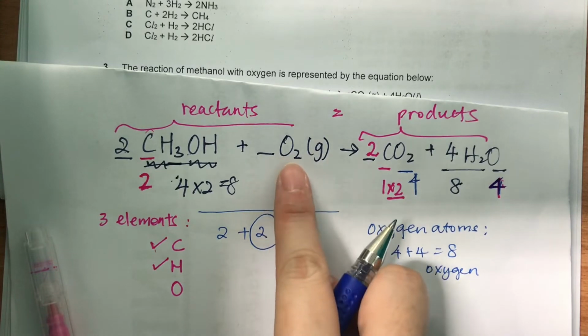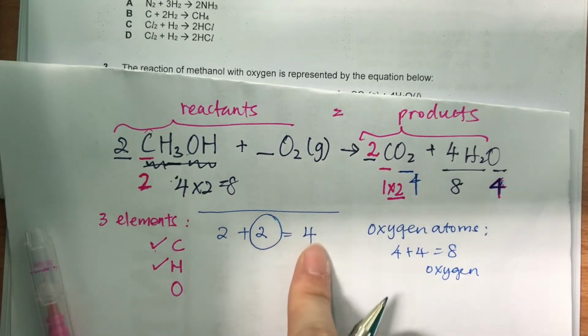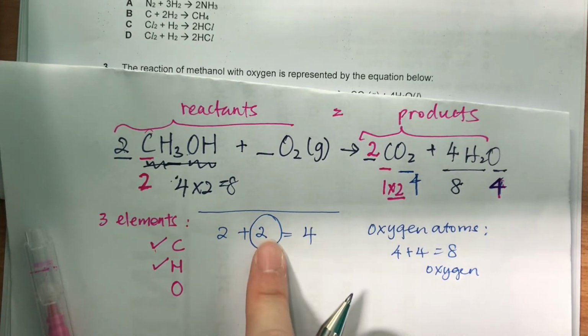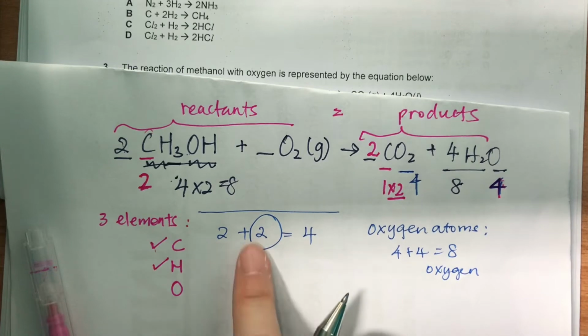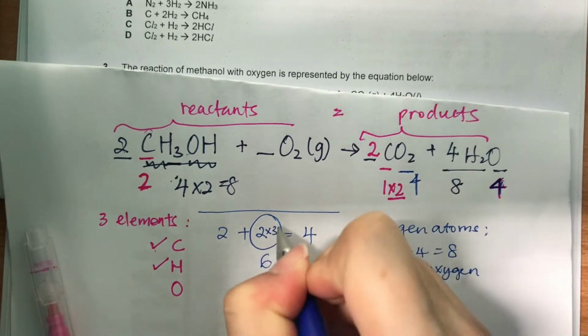It's easy to change the number without affecting other elements. So total, I need 8. Now I have 4. I can't change this number. So I have to change this to a 6, right? 2 plus 6. So to make it 6 instead, I have to times 3.